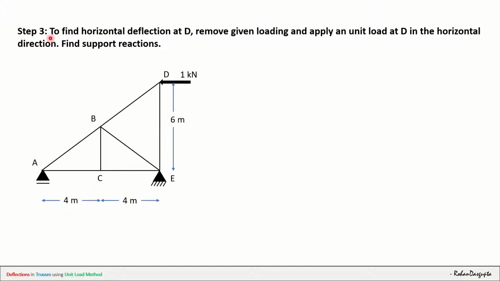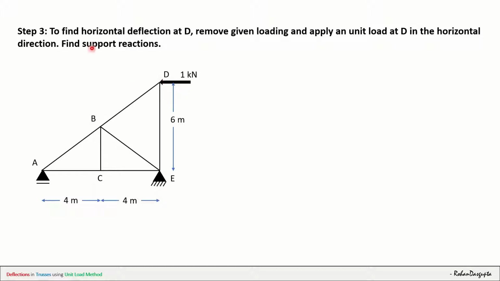What we have to do here is that to find the horizontal deflection at D, we have to remove the given loading. So as you can see here that in this figure, the given loading that is 50 kilonewton here has been removed, and instead of that we have to apply a unit load at D in the horizontal direction. So you see here 1 kilonewton has been applied in the horizontal direction. This is applied because horizontal deflection at D is asked.